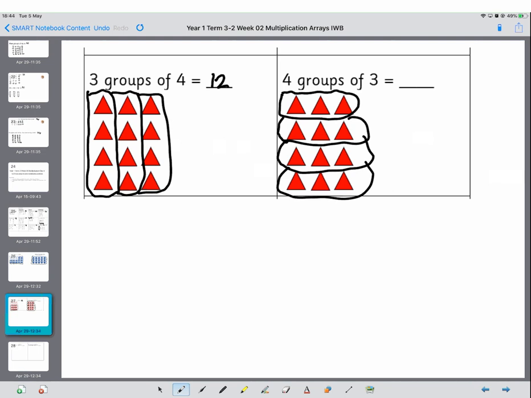Going across this time. 1, 2, 3, 4, 5, 6, 7, 8, 9, 10, 11, 12. So that also is 12. So we know we've done it right. And we could just have done 4, 8, 12, 3, 6, 9, 12.